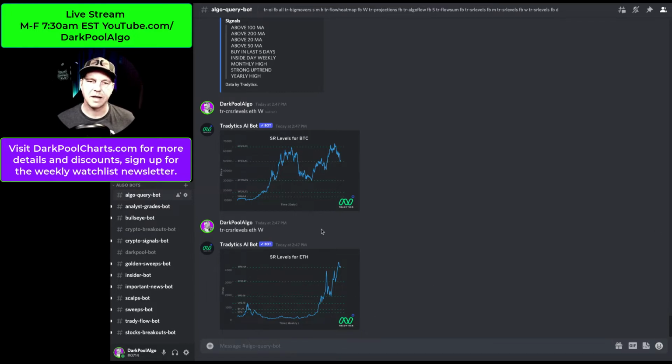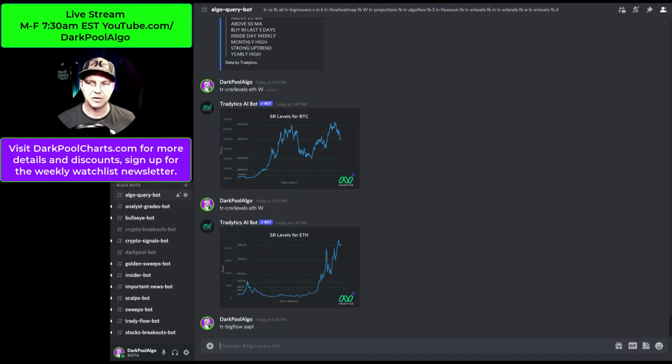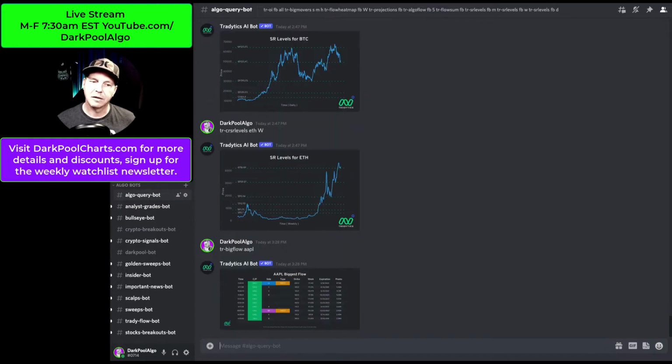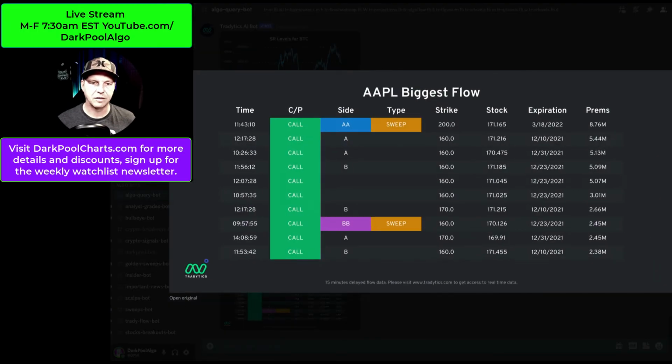To access the query bot, the first thing you do is type in TR dash. The TR dash stands for, hey, TradyTics robot. Easy way to remember it. TradyTics robot, go out and do this command. I'm going to use Apple specifically for this demonstration. If I'm interested in seeing the largest 10 options flow orders for today for Apple, the command is TR big flow Apple. It's a nice way to see what's going on with Apple strikes, right?